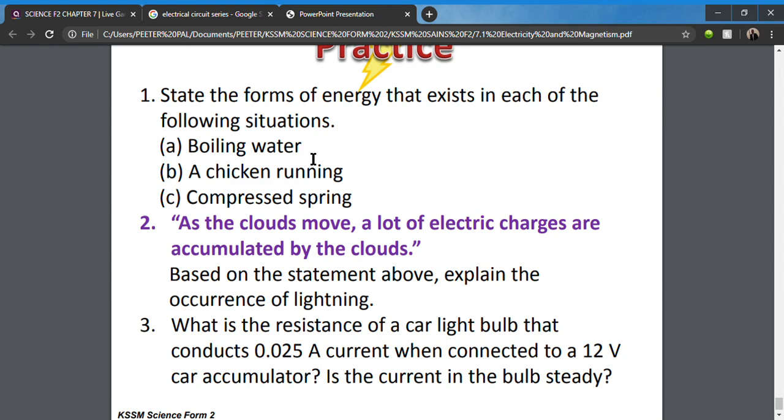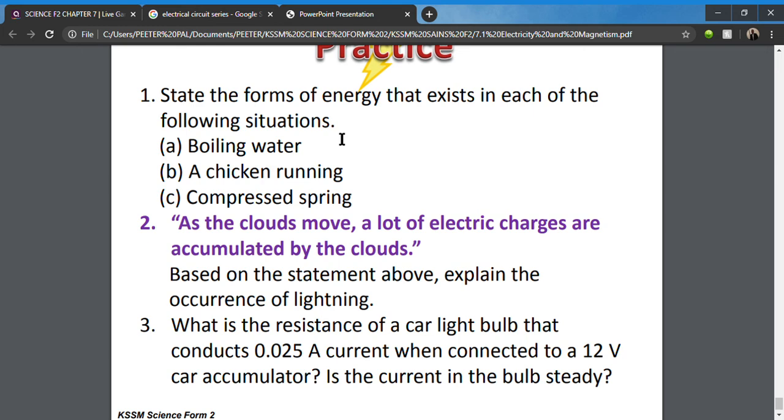These are the answers. As the clouds move, a lot of electric charges are accumulated by the clouds. Based on the statement above, explain the occurrence of lightning. Lightning is the process where the clouds discharge their negative charge to Earth. The negative charge, because of the electrons in the clouds, is discharged to Earth because of the positive surface charge. So the transfer is called lightning.